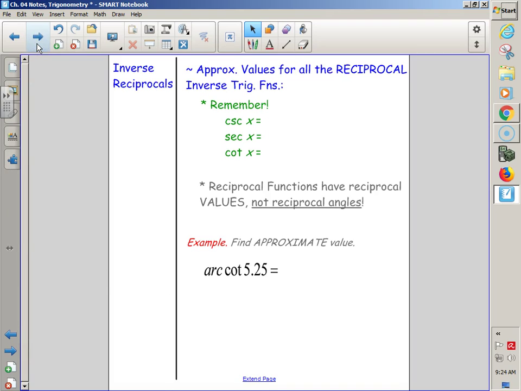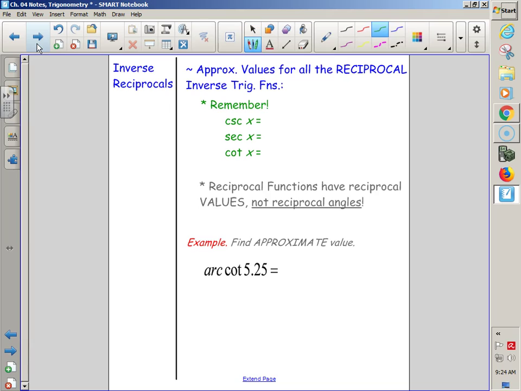Don't worry, it's one page for three inverses. That's not too bad, huh? One page for three inverses. How do you think about inverse cosecant, or inverse secant, or inverse cotangent?